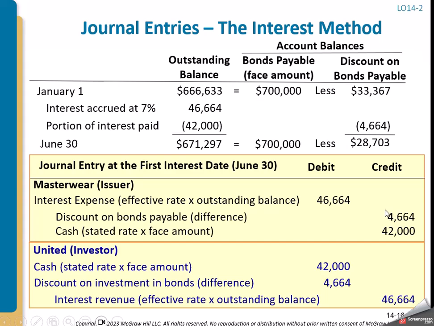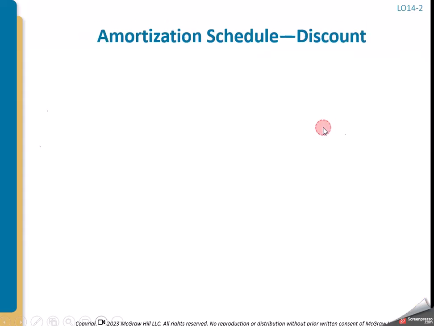Then the discount is what we amortize. We take the value of the outstanding balance and multiply that by the effective rate, or the market rate, of 7% for 6 months. That gives us the amount that we're going to amortize of the discount. Then the interest expense is those two added together. And then we see what the investor is booking, because they're paying the cash and they're going to have the interest income. They're also going to be amortizing the discount, but on their investment.